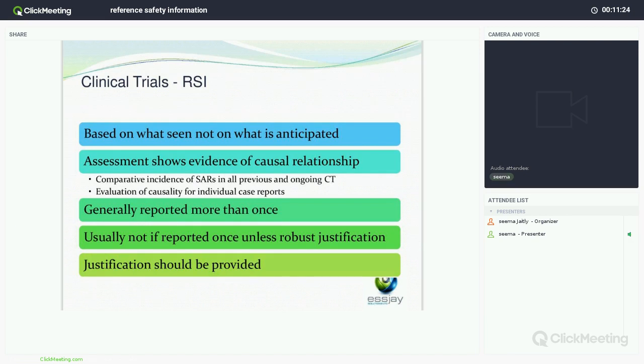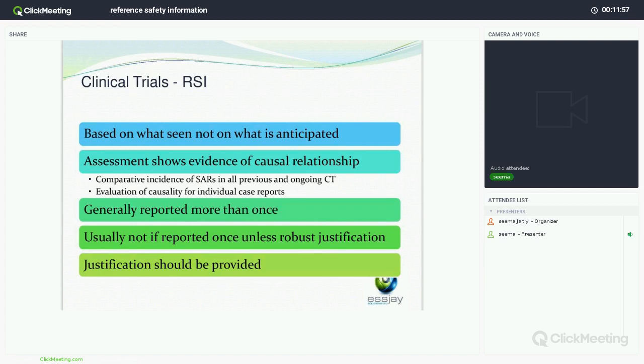So the reference safety information, when we look at what should be included, is based on what has been seen with your IMP and not what is anticipated based on knowledge of the IMP itself. You need to include reactions where there is a causal relationship with the IMP, and you can do this through comparison of incidence of the serious adverse reactions with the IMP compared to placebo or compared to other IMPs, or even looking at individual cases as well.